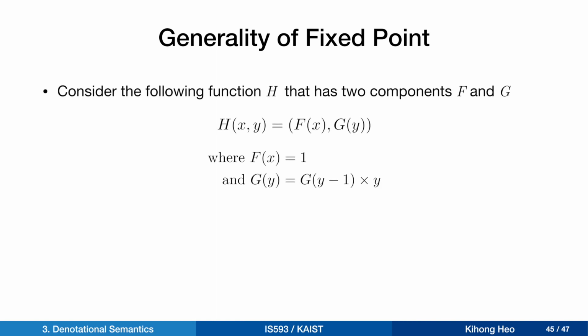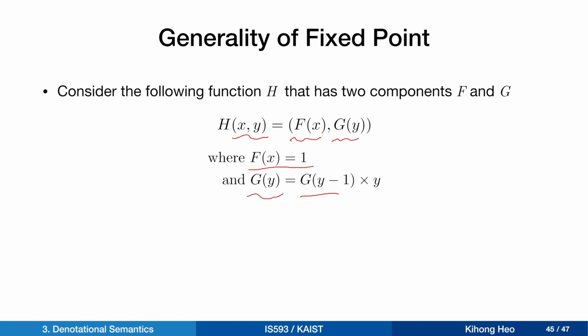Let's consider the following function h that is defined using the two components f and g. So h of (x, y) is a pair of f(x) and g(y). Here are the definitions of f and g. F is just a constant function, so it is trivially compositional, like the semantics of some other commands, such as assignment, skip, and so on. But G is inductively defined, like the semantics of while, as you can see.